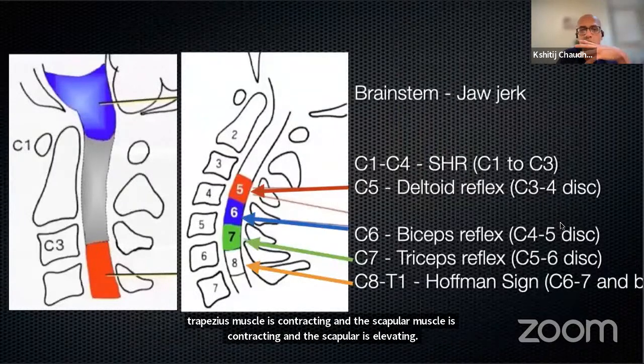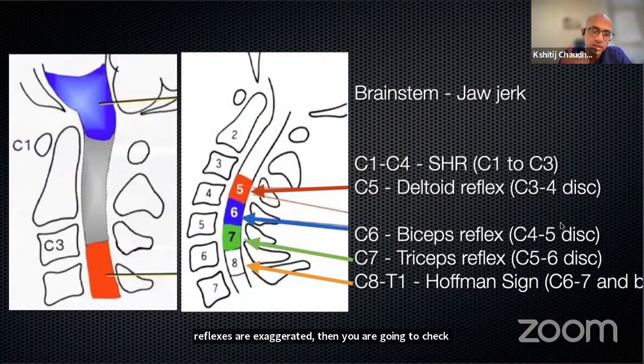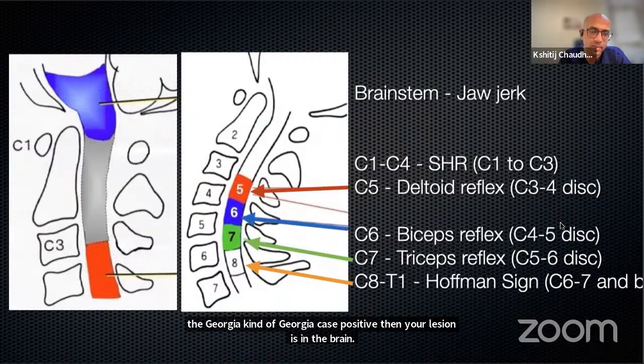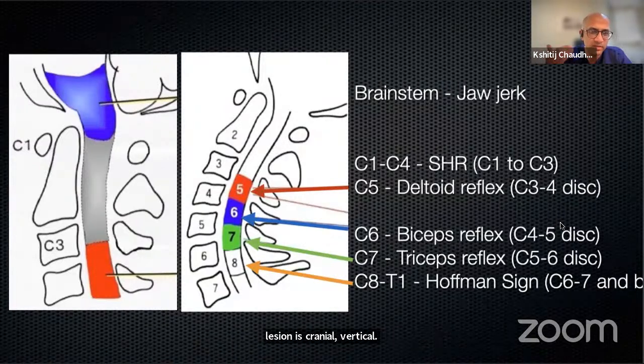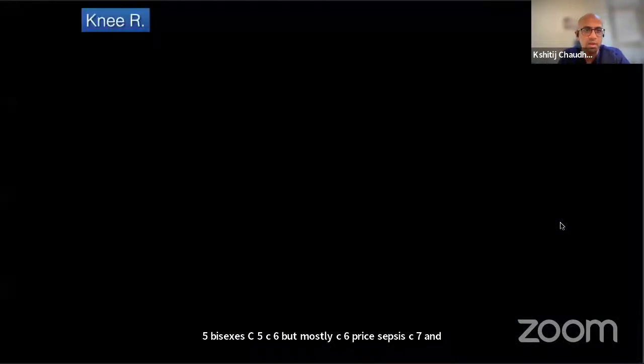The brainstem is tested by the jaw jerk. So if all your reflexes are exaggerated, then you check the jaw jerk. And if the jaw jerk is positive, then your lesion is in the brain. If the scapulohumeral reflex is hyperactive, then the lesion is craniovertebral. Deltoid is C5, C6, mostly C5. Sorry, deltoid reflex is C5. Biceps is C5, C6, but mostly C6. Triceps is C7, and Hoffman's and Tromner's is C8T1.